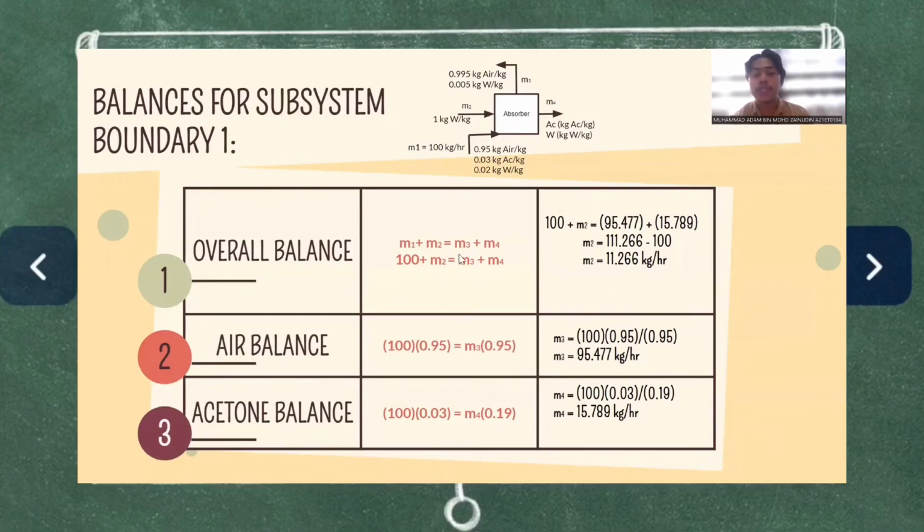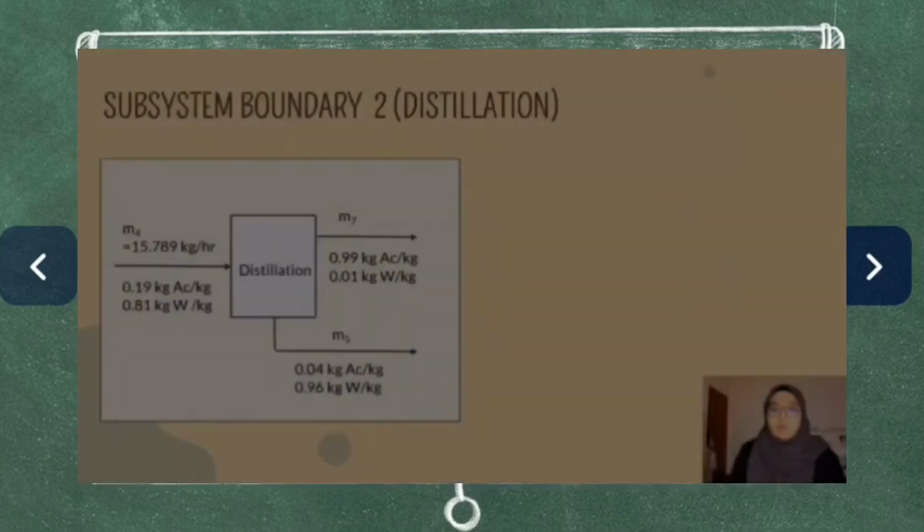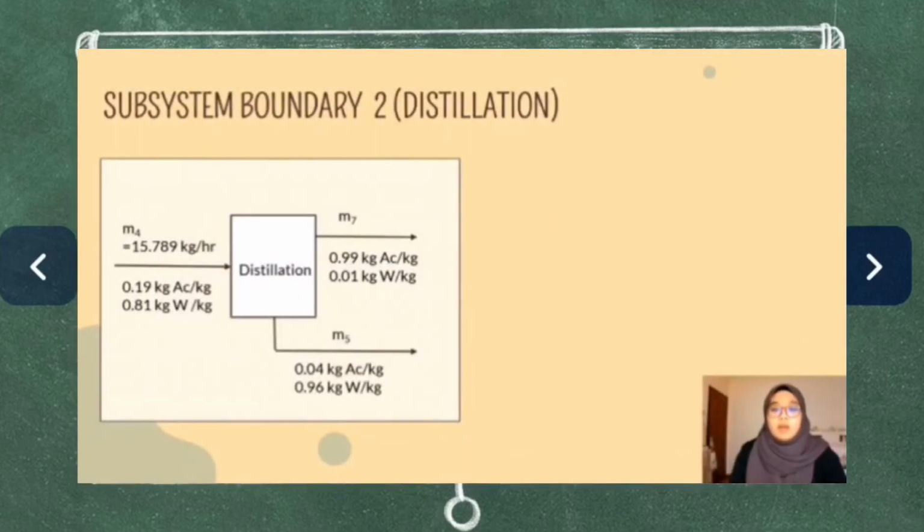After we know the values of M3 and M4, we can put them into the first equation. Now for the first equation, we only have one unknown, which is M2, and we get M2 equal to 11.266 kg per hour. So we can find all the unknowns for the absorber, which is subsystem boundary 1. Now we can get the mass flow rates M5 and M7 from subsystem boundary 2. Subsystem boundary 2 is the distillation column.